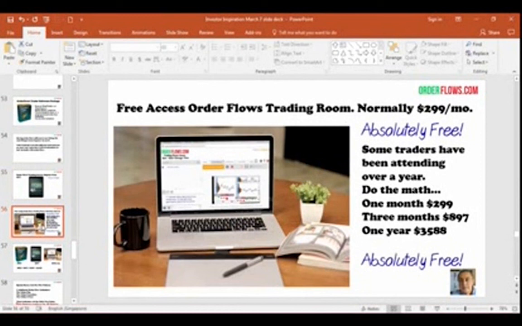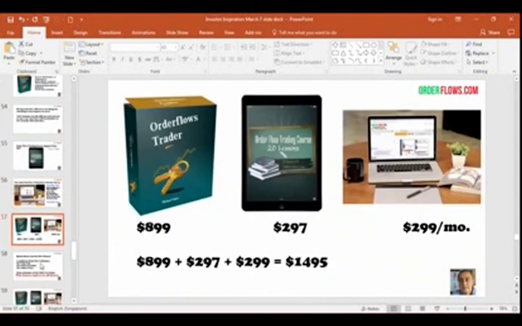It doesn't run every day. It's Tuesday, Wednesday, Thursdays from 8 a.m. until 10 a.m. Chicago time. And I look at E-minis, bonds, 5 years, and maybe some overnight markets. But I give you access to that, and there's archives that go back for a year on that.